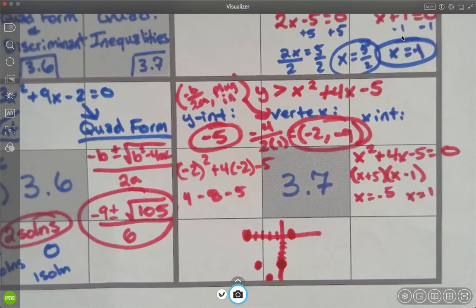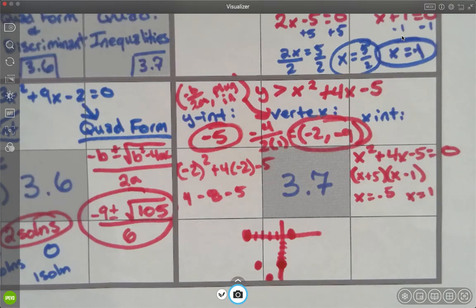Yes, ma'am. Okay, so I messed up on the graphing. So with the y-intercept, you still plot it at -5, but you also plot the vertex at -2, -9, right? And then when you go in, you plot the -5. Yes. It's right here.